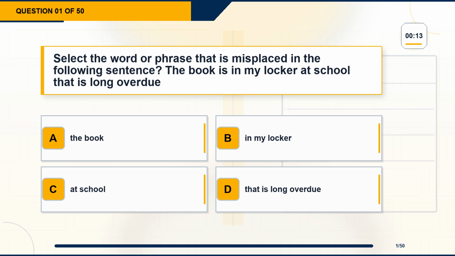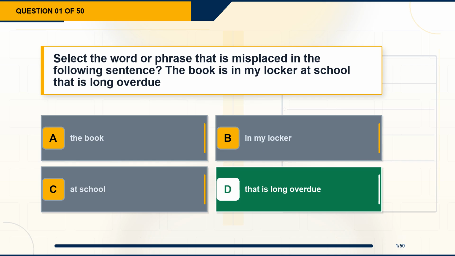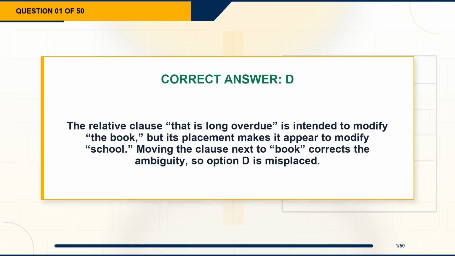Question 1. Select the word or phrase that is misplaced in the following sentence. The book is in my locker at school that is long overdue. Option A, the book. Option B, in my locker. Option C, at school. Option D, that is long overdue. The correct answer is option D, that is long overdue. Explanation. The relative clause, that is long overdue, is intended to modify the book, but its placement makes it appear to modify school. Moving the clause next to book corrects the ambiguity, so option D is misplaced.